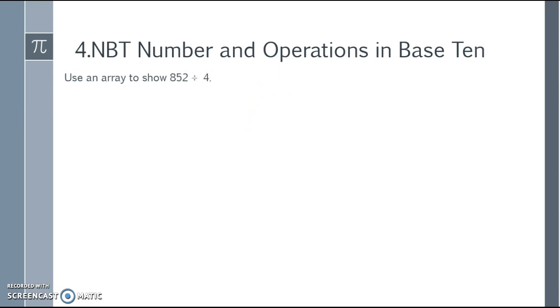Take a moment to pause the video and see if you can make 852 and divide it by 4 using an array. You should have been able to create 4 groups of 213, and each group would have 2 hundreds, 1 ten, and 3 units.